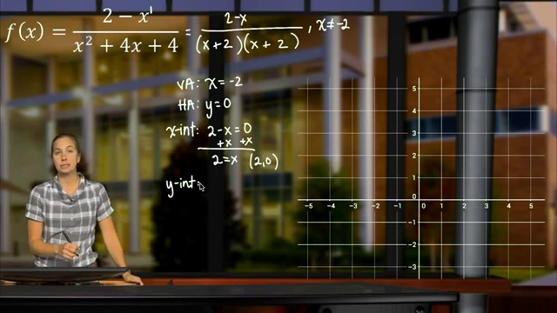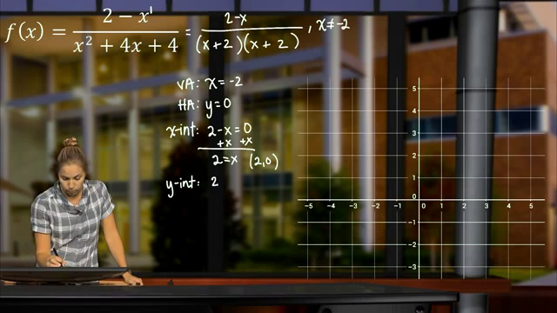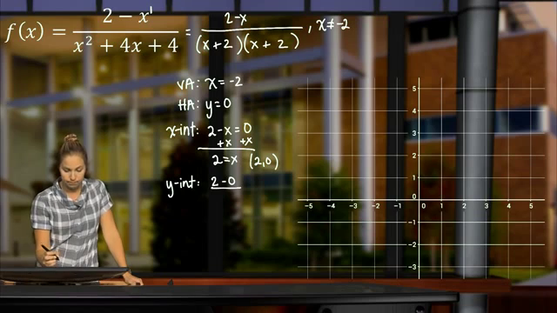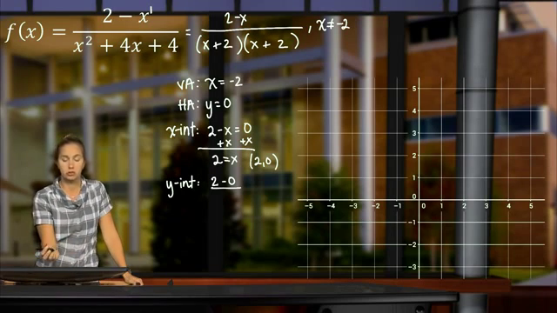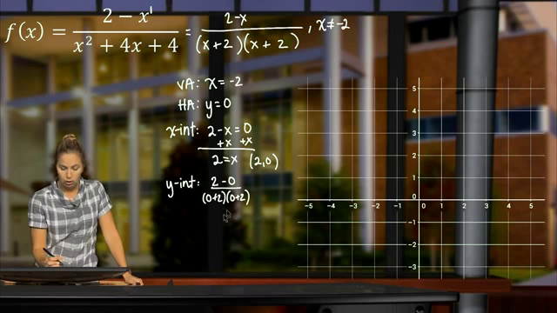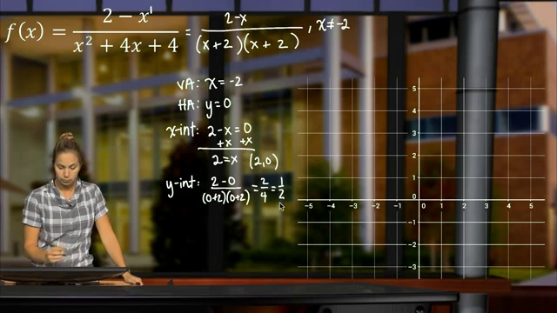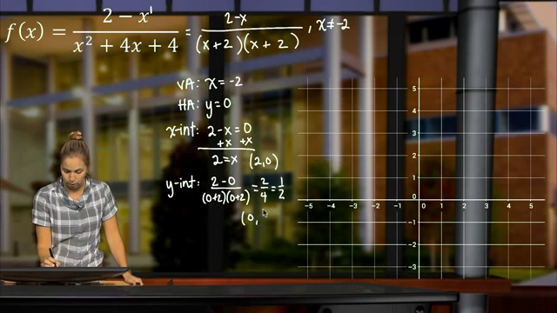And our y-intercept is found by plugging in 0 for x. So we have 2 minus 0 over, and you can use, again, either form, the factored or not, 0 plus 2 times 0 plus 2, which simplifies to 2 over 4, or 1/2. So that's the ordered pair 0, 1/2.